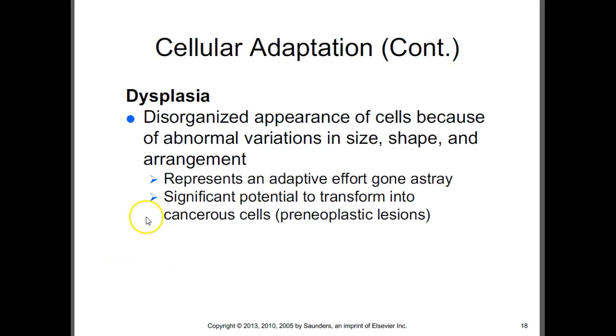And then dysplasia, right? So abnormal variations in size, shape, and arrangement often represents adaptive effort, but that has not been able to be very good. So it's significant for cancer. So pre-neoplastic. So neoplasm is a new, right? Plastic usually means production of, so some new production of cells.